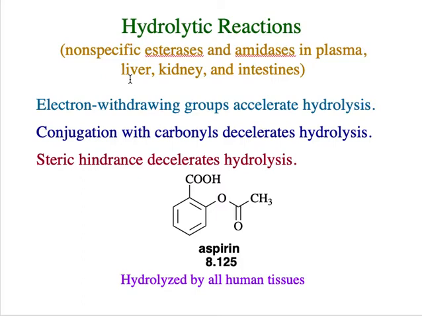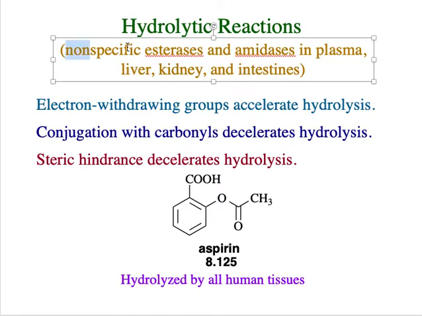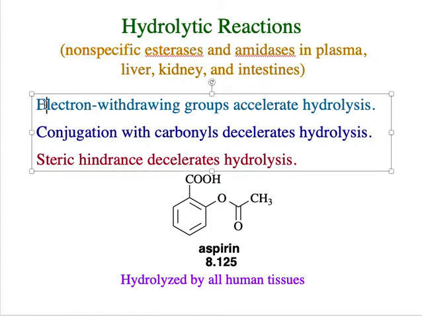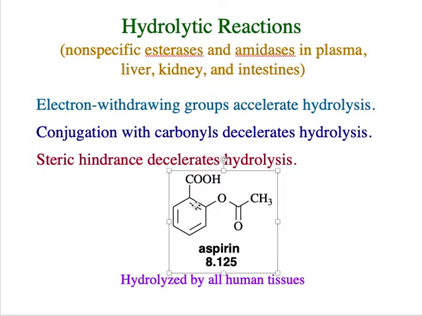Hydrolysis, that we've talked about before, is a big problem. And so this can happen. There's a lot of esterases in the body, and there's also a number of amidases as well. So amide bonds, ester bonds, these are going to be a problem. Electron withdrawing groups make this hydrolysis faster. Conjugation with carbonyls slower. Steric hindrance slower.